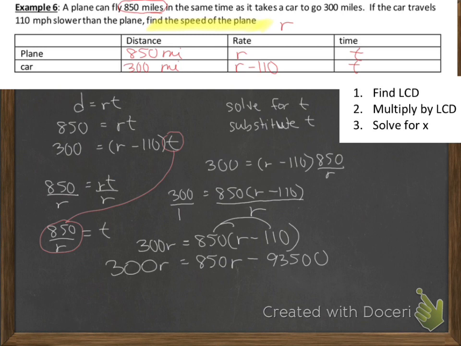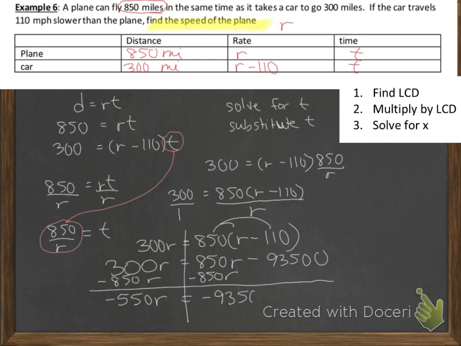So now what should we do? Well, we're going to get all of our variables on one side. I'm going to do that by subtracting 850r from both sides. This gives me negative 550r equals negative 93,500. Make sure you keep track of those negative signs. Both sides are negative, and a negative divided by a negative is a positive number.